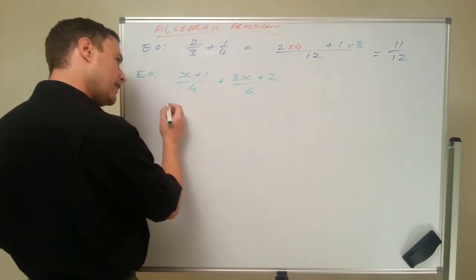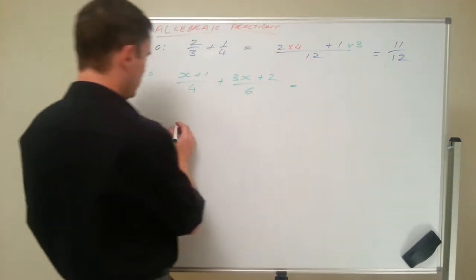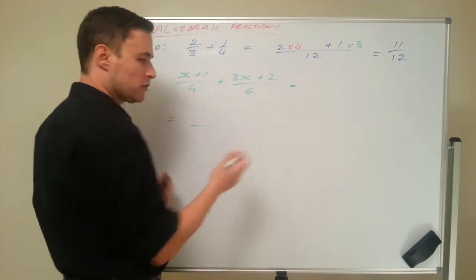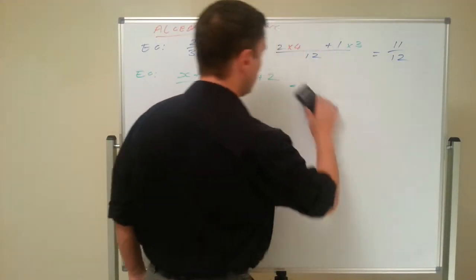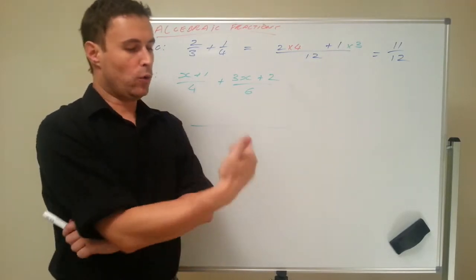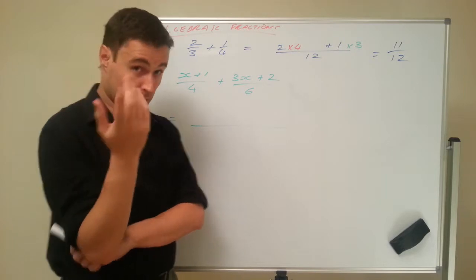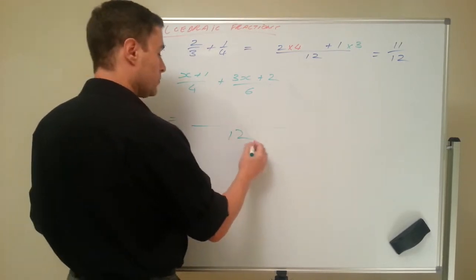Okay. Now, again, we should be asking ourselves, what is... I'm going to do it down here actually. What is the lowest common denominator of 4 and 6? So I say, okay, well 4 goes 4, 8, 12. Whoa, there's a multiple of 6. Okay, so 12 is a multiple of 6. So I want to do it all over 12.